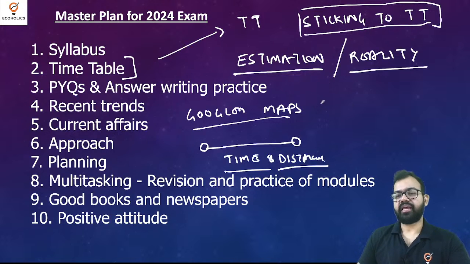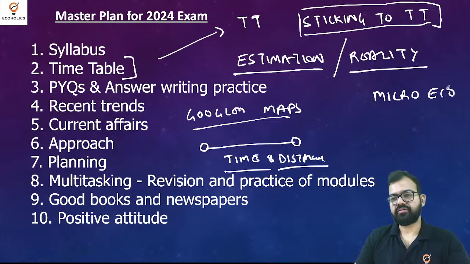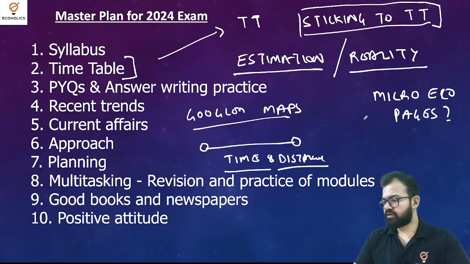Suppose, for example, all of you must have seen the H.L. Ahuja book of microeconomics. If I ask you about the Advanced Microeconomics book by H.L. Ahuja, how many pages can you read per hour? Can you tell me in the comment section?